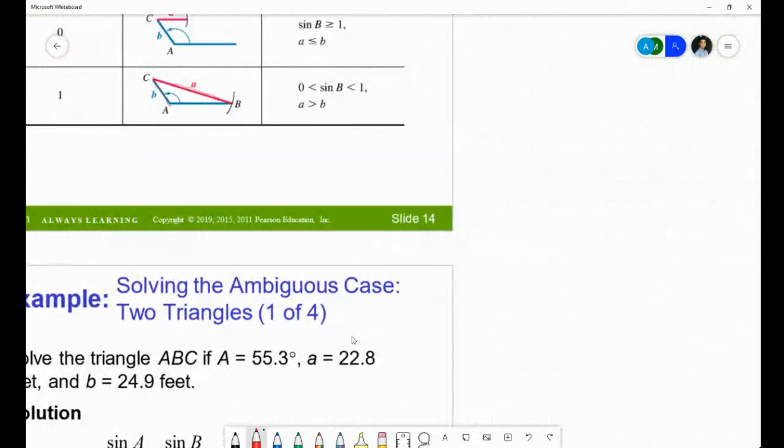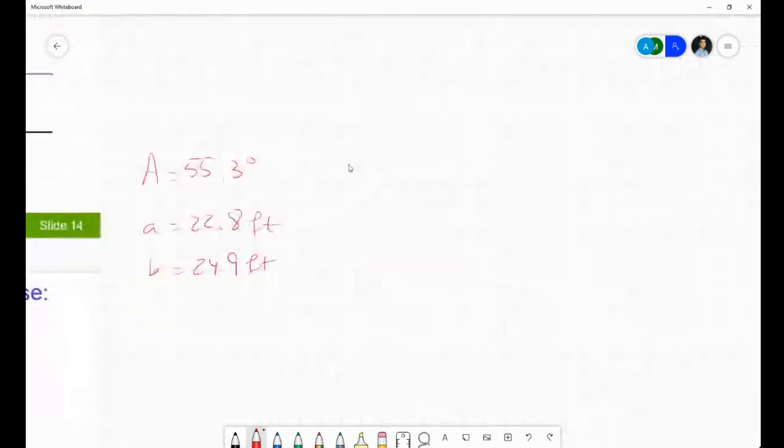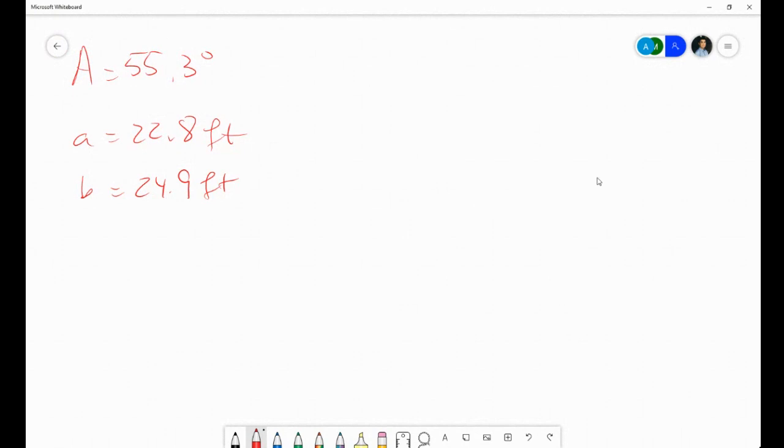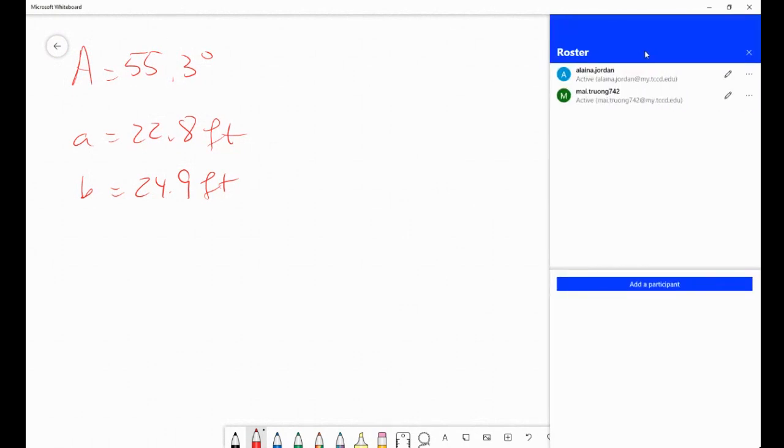So I'll do it over here. We have A equals 55.3 degrees, a equals 22.8, b equals 24.9 feet. All right, so that's all you get. I want you to try to sketch that for me. Mai, you still here?